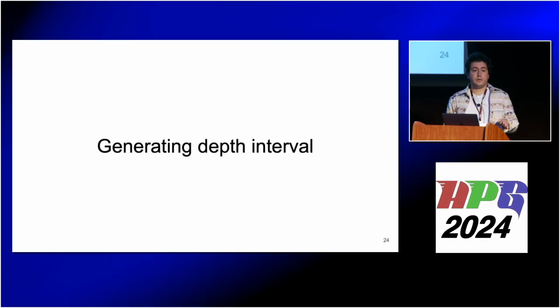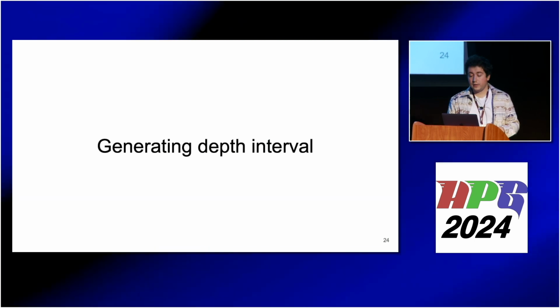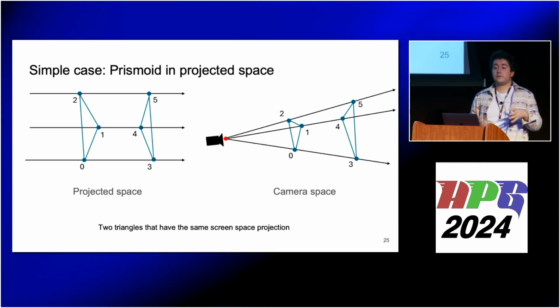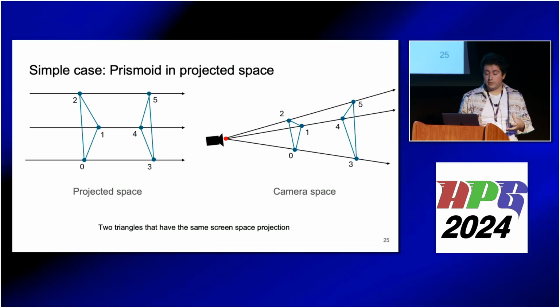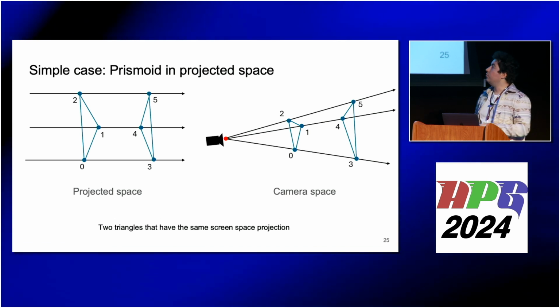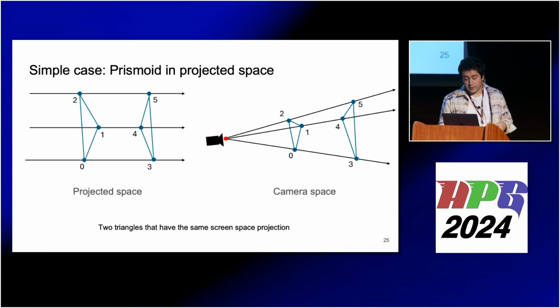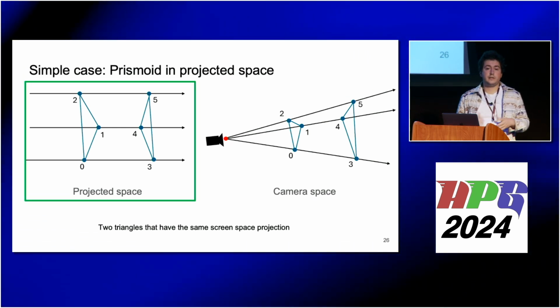To understand how it works, we have to focus on a much simpler case than the tetrahedron. And this case is what I call the prismoid. It's just 2 triangles that project exactly on the same pixel in screen. So here you have 2 representations, one in projected space and one in camera space. For the remainder of this presentation, I will focus on the projected space as it simplifies the equation quite a bit.